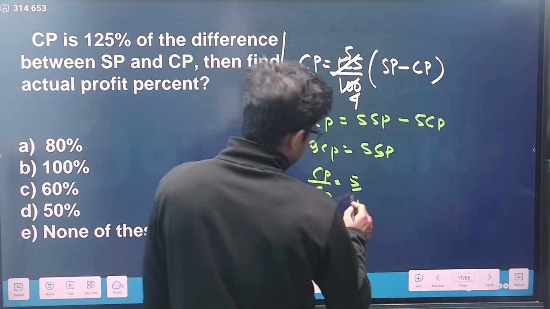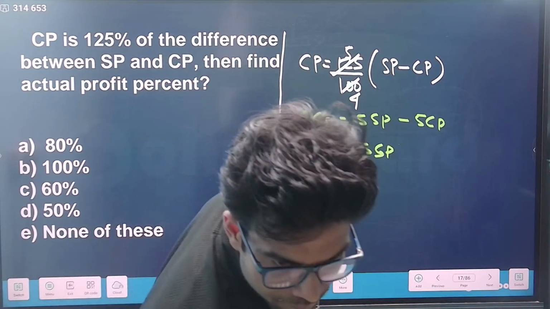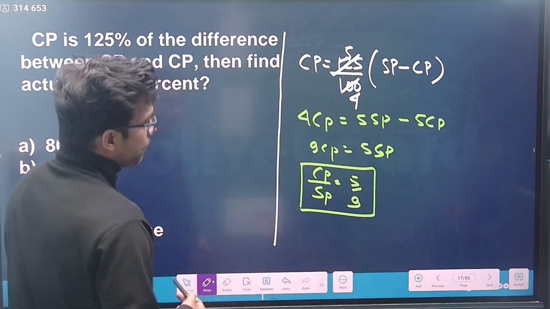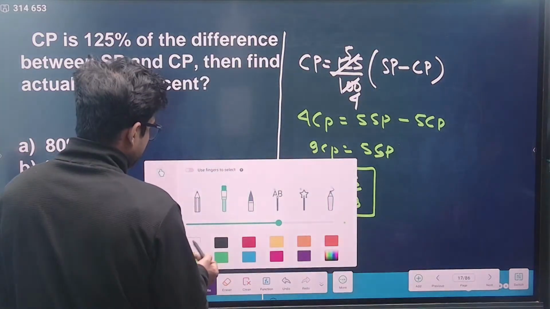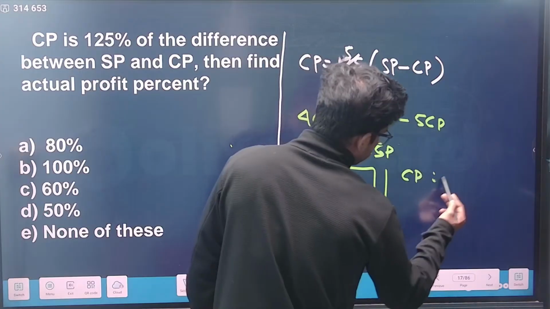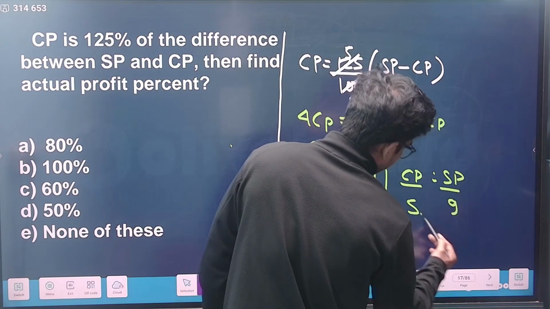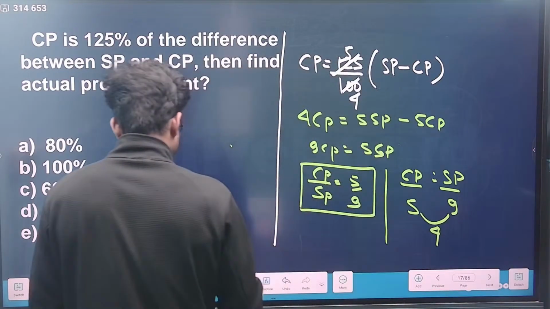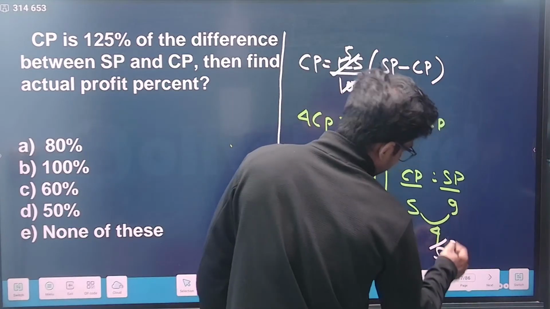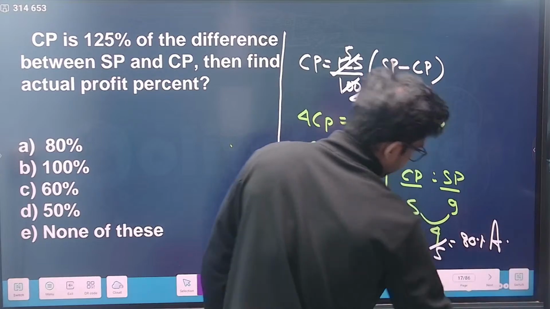5 by 9. Is it right? Yes or no? Cost price to the selling price is basically 5 by 9. If cost price to the selling price is 5 by 9, then write down in the ratio form that your cost price is basically 5 and your selling price becomes 9. There is a profit of 4 on 5. So 4 on 5, 1 by 5 is 20%, 4 multiplied is 80%, is the answer. Isn't it?